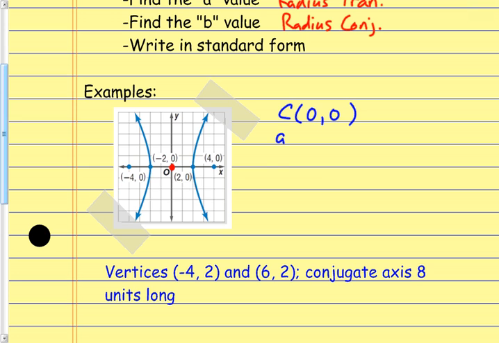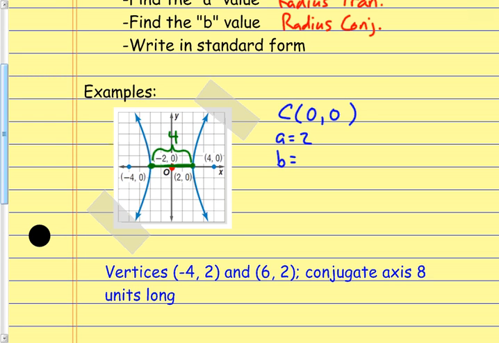And then I need to find the a value and the b value. Well, the a value is the radius of the transverse axis. Well, right here is my transverse axis. Remember, the transverse axis, its endpoints are the vertices. So when I look at the transverse axis, I can see that the transverse axis is 4 units long, which means my a value is 2.